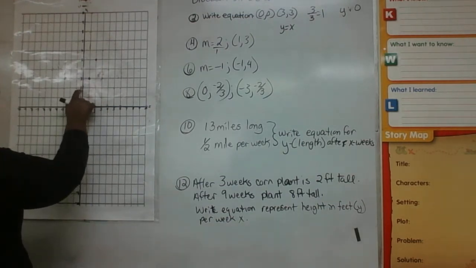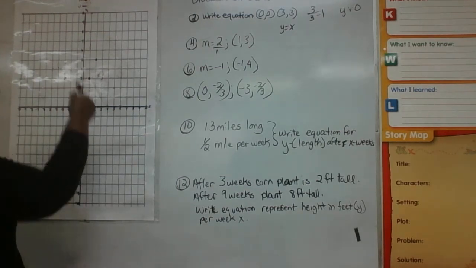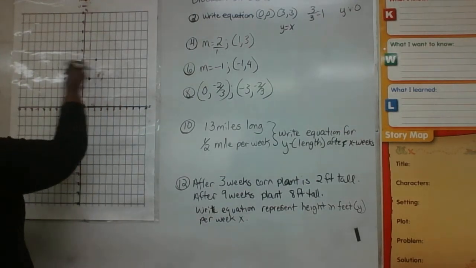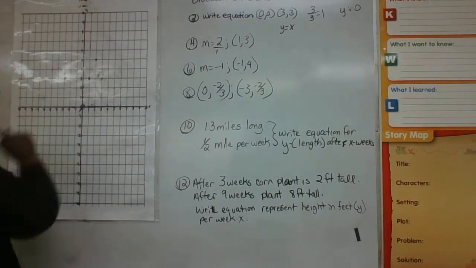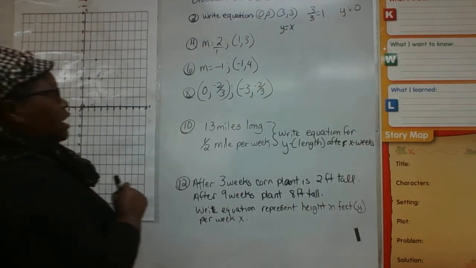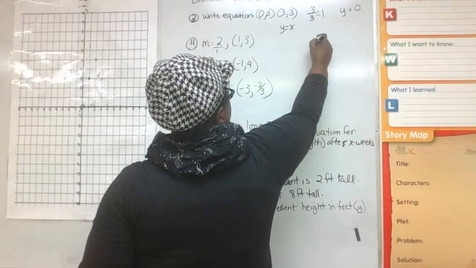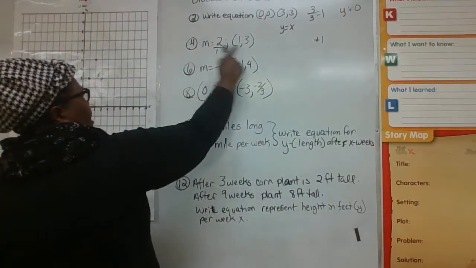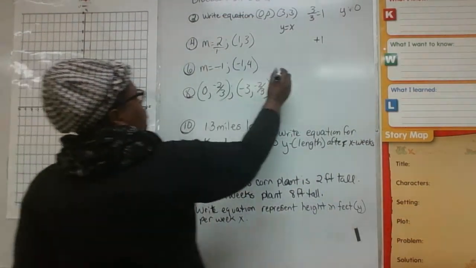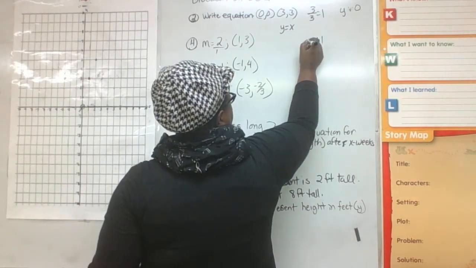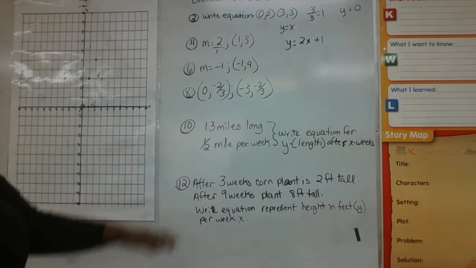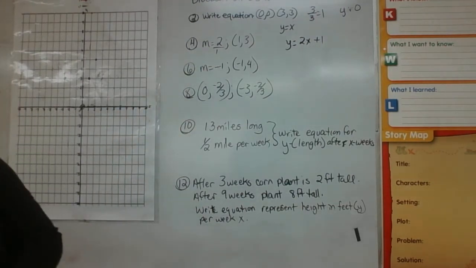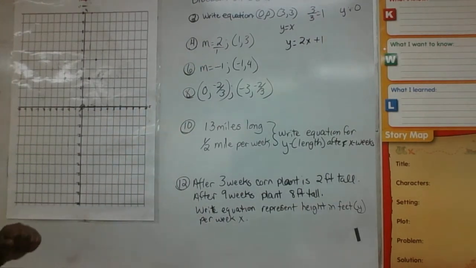So here we go, rise 2, 1, 2, run 1. Well, we need to make contact with this line. So let's fall 2 and run 1. 1, 2, and run here, and we land at positive 1. So now we know our intercept, positive 1. We already know our slope is 2. So y is equal to 2x plus 1. That's for number 4. Let's move forward to number 6.